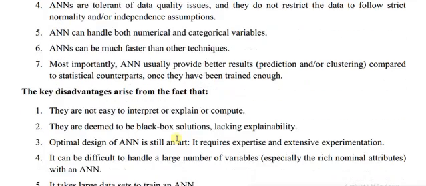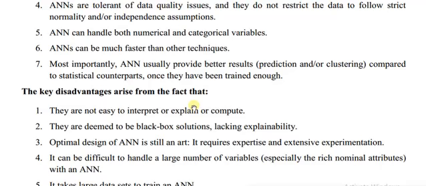So what are the key disadvantages of the neural network? They are not easy to interpret, explain or compute. We cannot easily tell how the weights are being changed. That is one of the limitations. They seem to be black box solutions, so it cannot be clearly explained how they are changing the values of the weights.